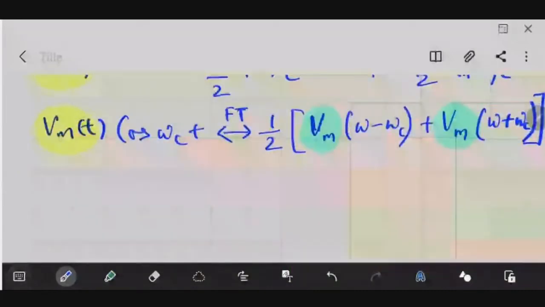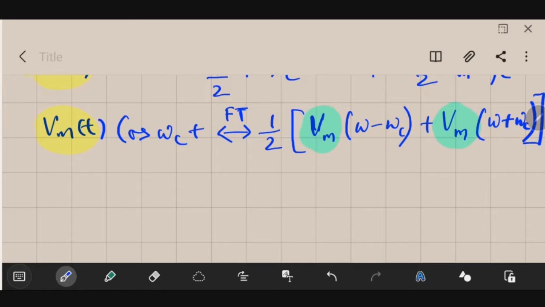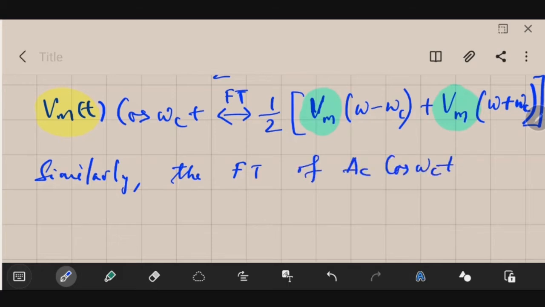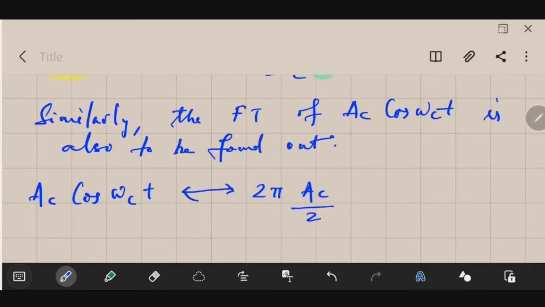So similarly, we could find the Fourier transform of AC cos omega ct also. Let us do that. The FT, Fourier transform in short, of AC cos omega ct is also to be found out. Okay, so it will be like this: 2 pi multiplied with AC by 2. Then in the brackets it will be delta of omega plus omega c, plus delta of omega minus omega c. Got it?